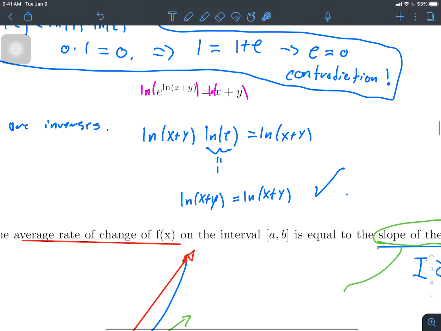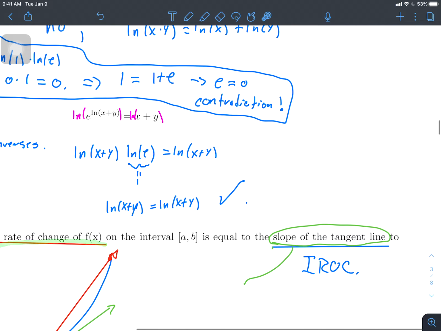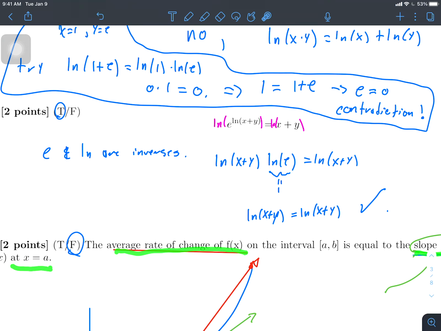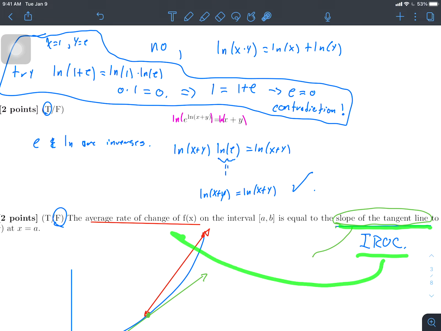And the last one says, the average rate of change of f of x on an interval from a to b is equal to the slope of the tangent line to f of x at x equals a. And this is going to be false because the slope of the tangent line, remember, is what we called the instantaneous rate of change. And the instantaneous rate of change is not going to be the same as the average rate of change unless you have a linear function.